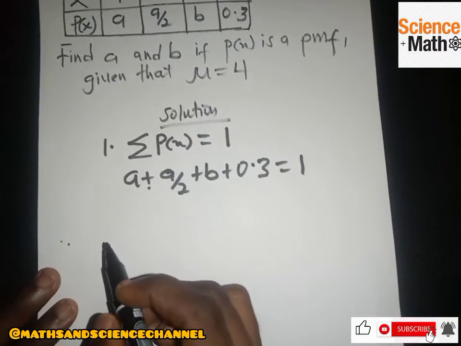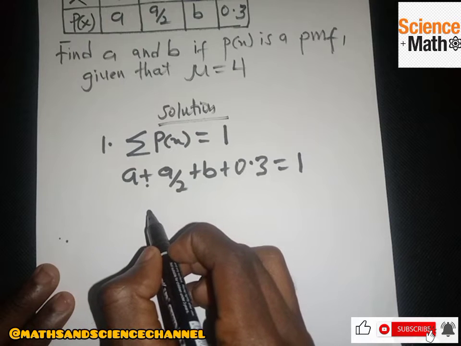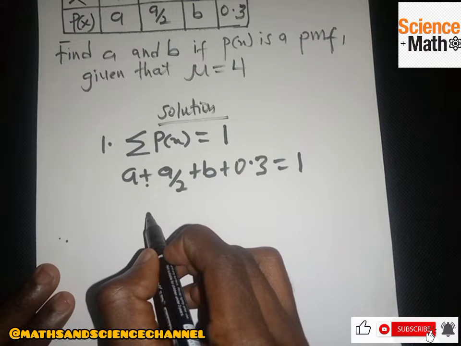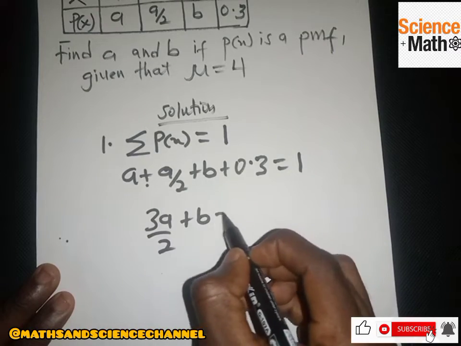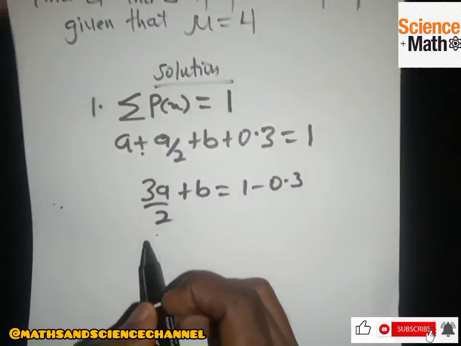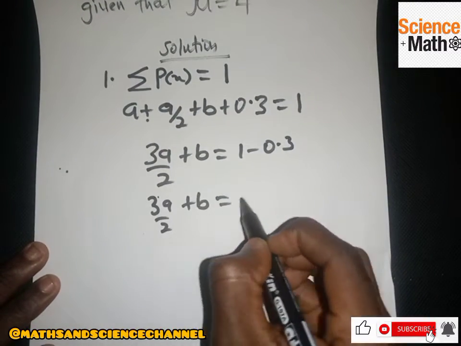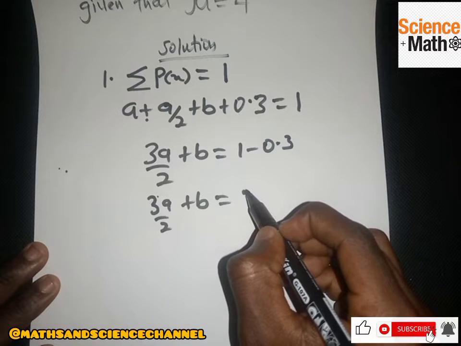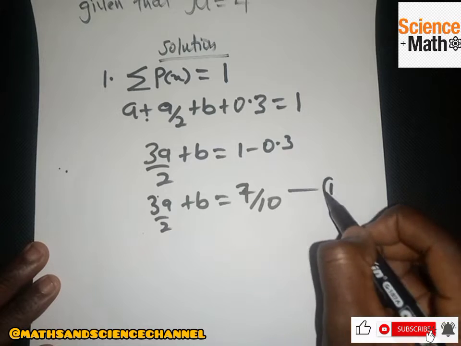From here we have 3a over 2 plus b being equal to 1 minus 0.3. So 3a over 2 plus b is equal to 0.7, which is just 7 over 10. Let's call this one equation 1.